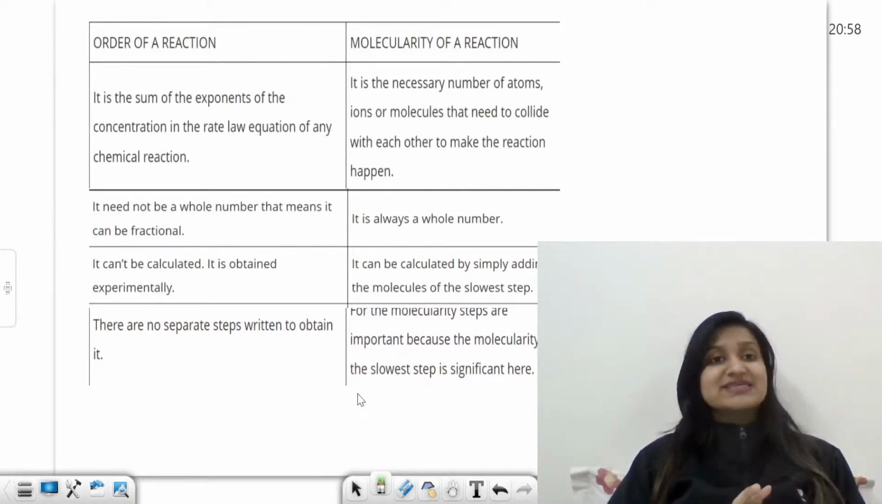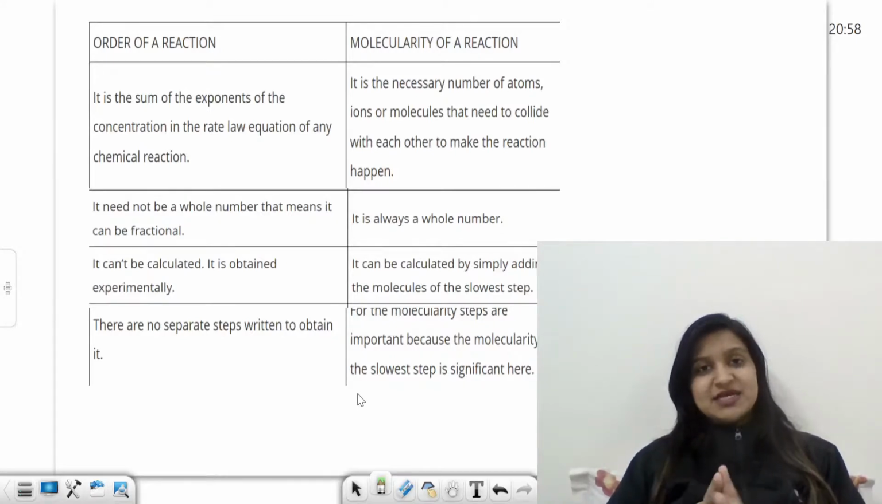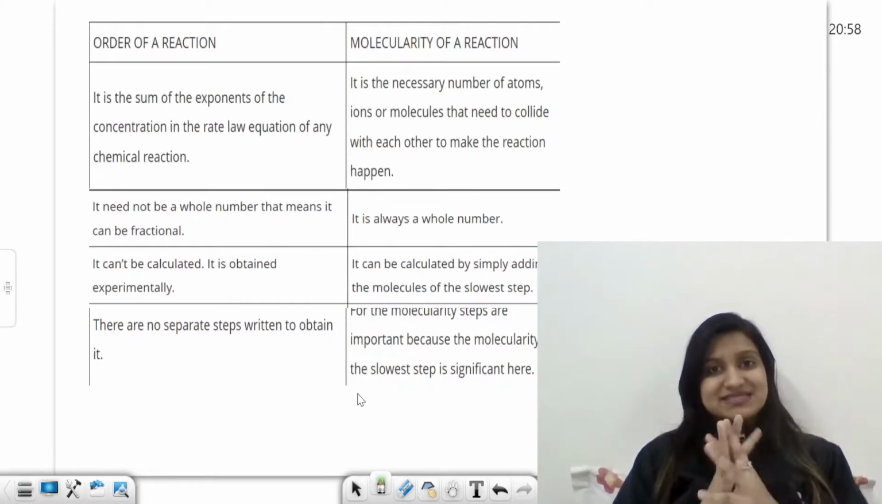And what is a complex reaction? As the name suggests, it is complex. It is the complex reaction.